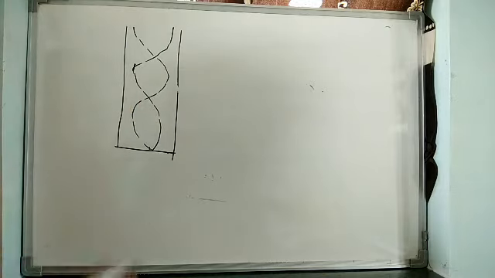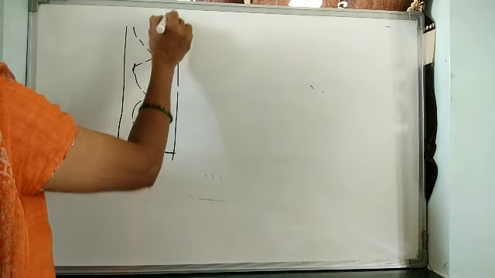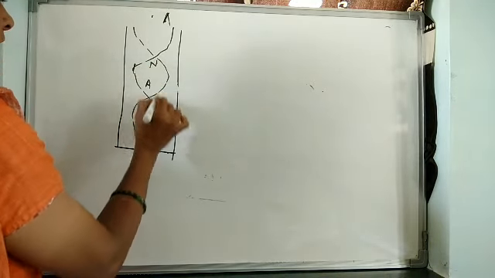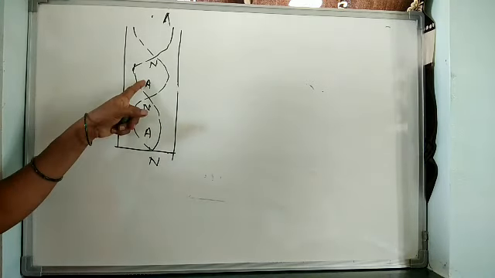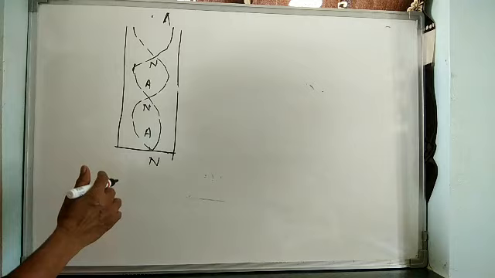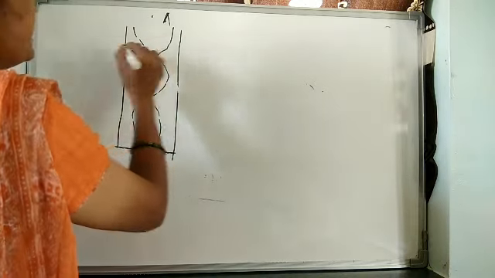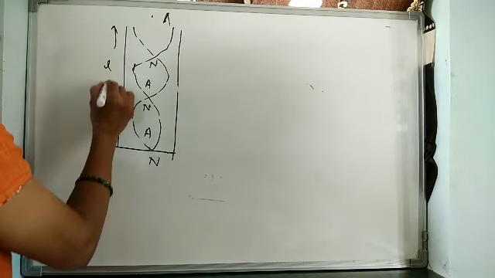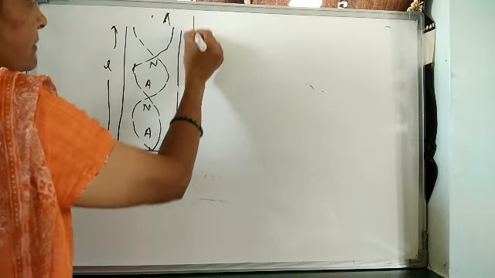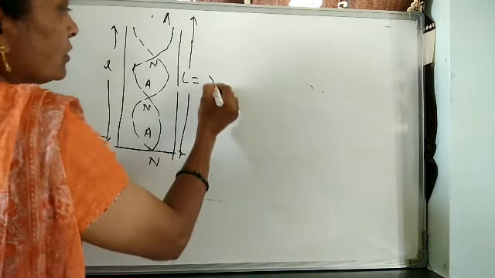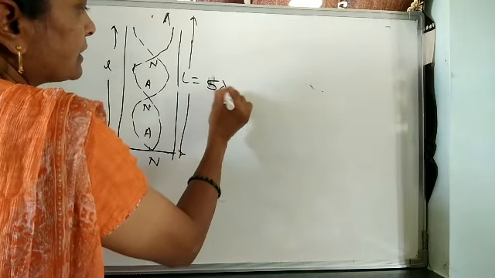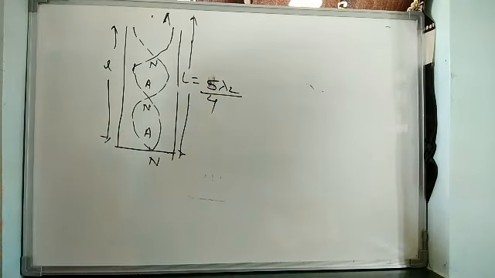This is the third mode of vibration. Here, antinode is here. Antinode, node, antinode, node, antinode, node. 1, 2, 3. 3 nodes and 3 antinodes will be formed here. In this case, small l be the length of air column. Capital L be the length, which will be equal to 5 lambda 2 by 4. Lambda 2 be the corresponding wavelength. The length of air column L is equal to 5 lambda 2 by 4 here.